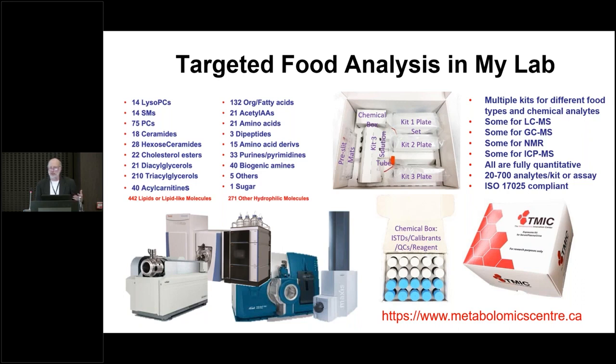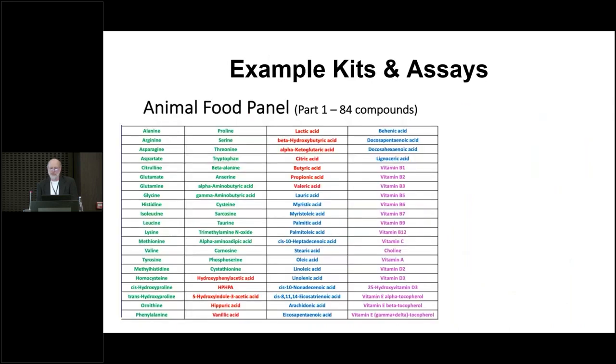The kits, as I say, are more for our own use, but we're starting to distribute them to other labs. And some are for LC-MS methods, some use GC-MS, some are for NMR, some use inductively coupled plasma mass spec for metal analysis. They're all quantitative. Depending on the type of assay and the type of kit, you can measure between 20 to 700 analytes. We worked very hard over the last couple of years to become ISO compliant. Again, this is this issue of rigorous reproducibility, making sure that the numbers match time in and time out, both for the assays we run in our lab and then for the kits that we distribute to other people.